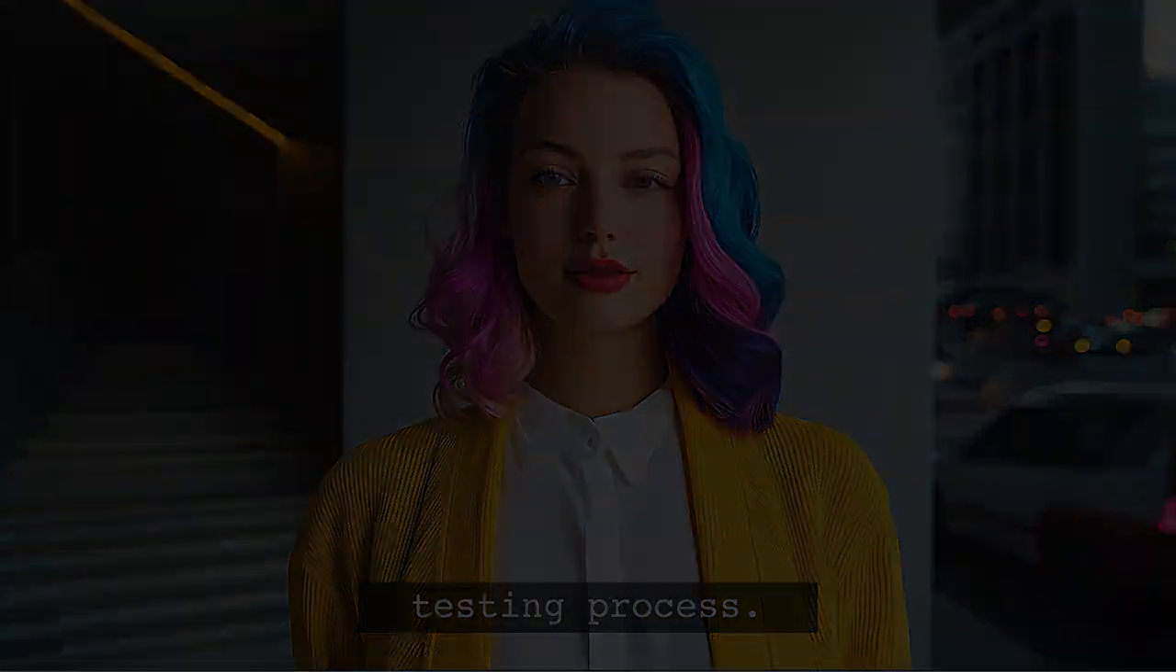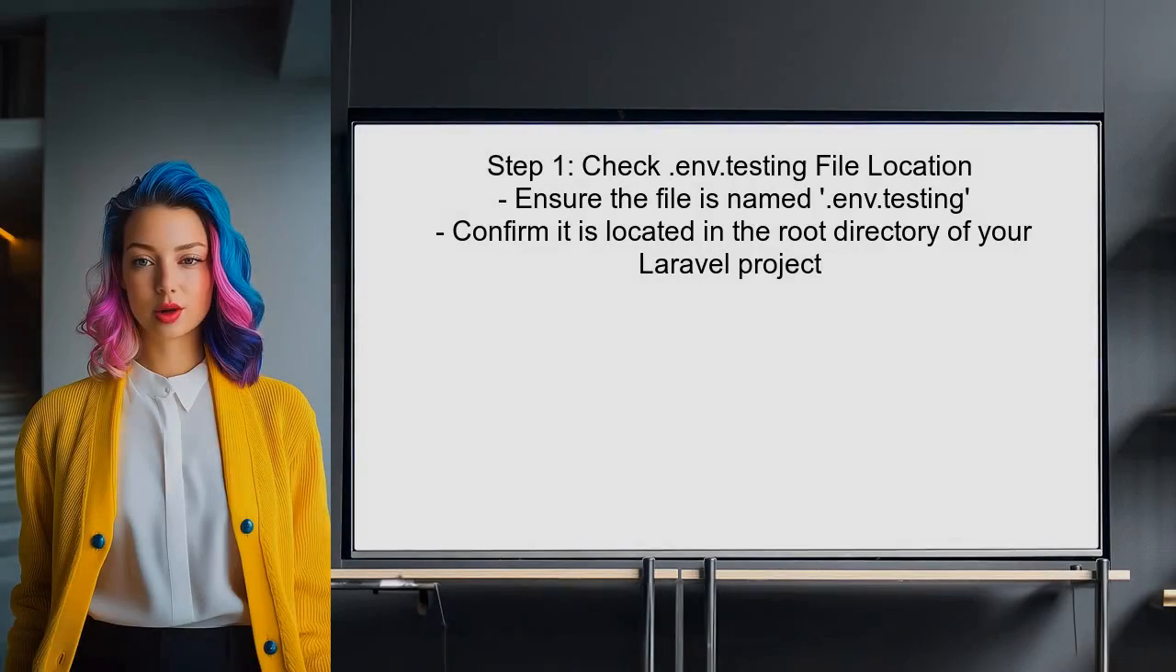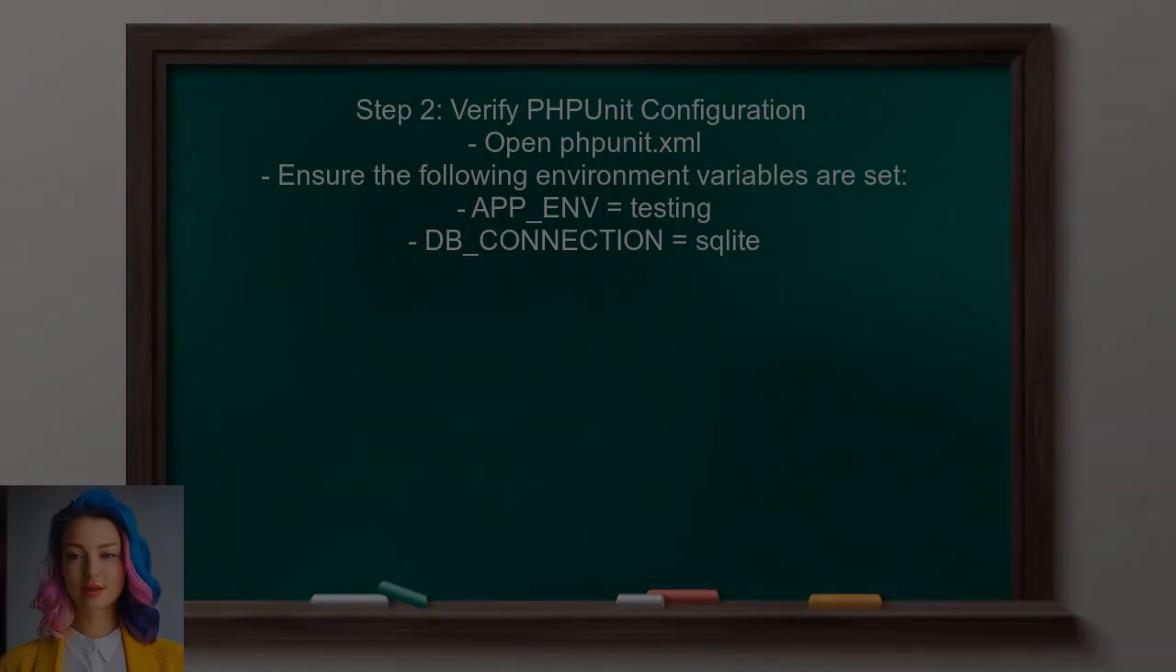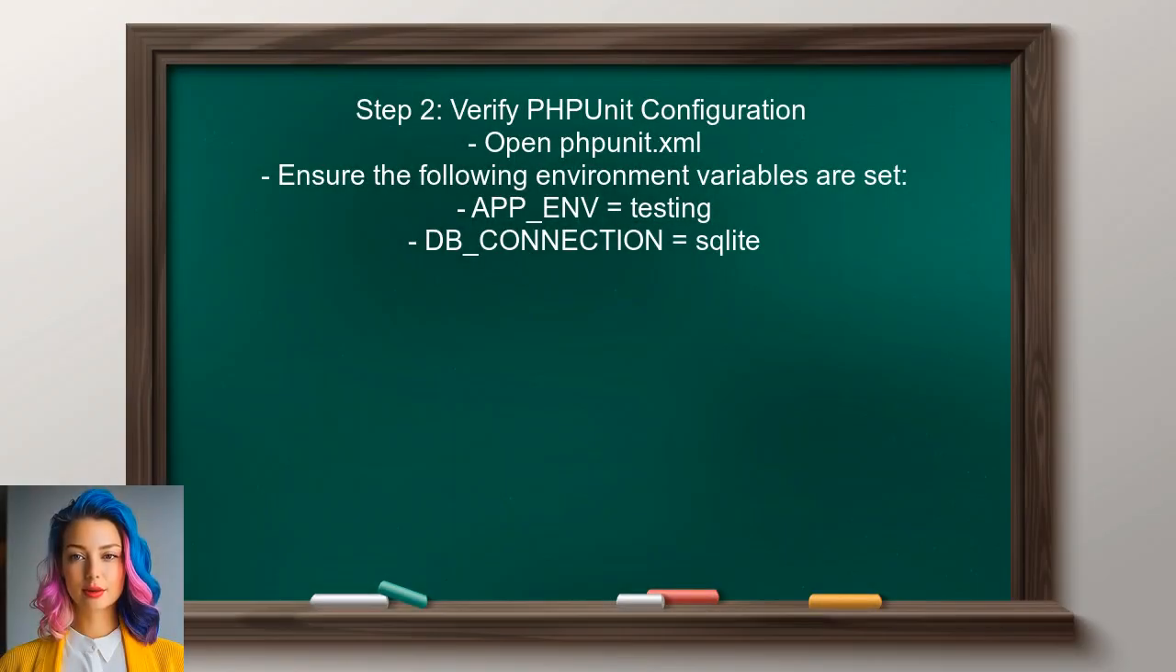To begin resolving the issue, the user should ensure that the .env.testing file is correctly named and located in the root directory of the Laravel project. Next, the user needs to verify that the PHPUnit configuration is set to load the correct environment file. This can be done by checking the phpunit.xml file for the correct environment variable settings.